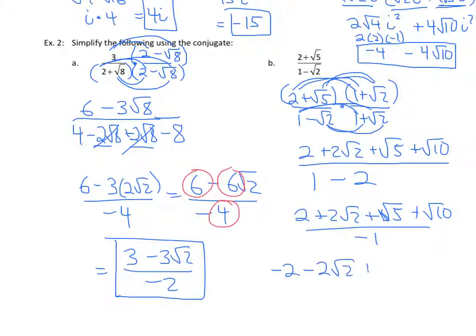And we get negative 2 minus 2 root 2 minus radical 5 minus radical 10. And there we go.